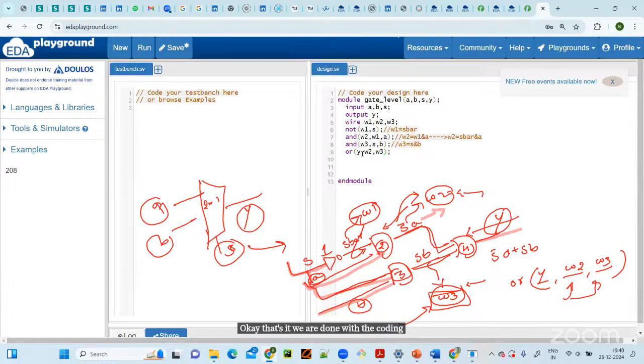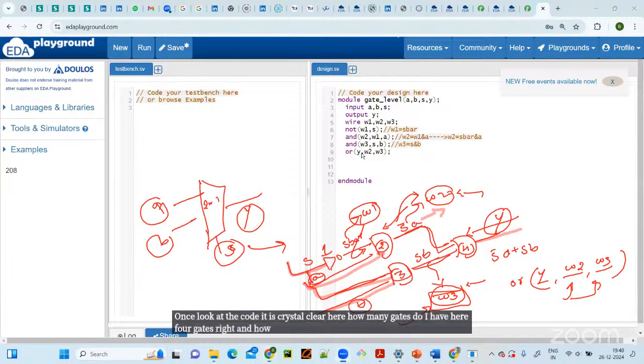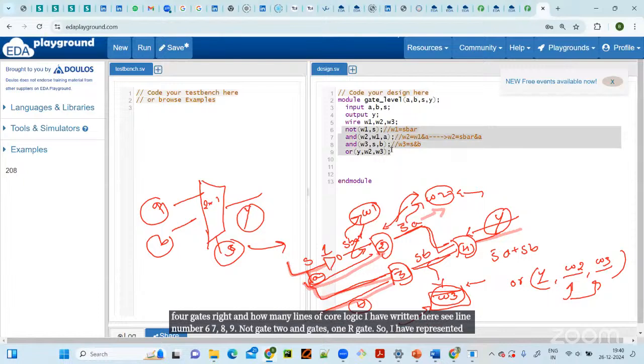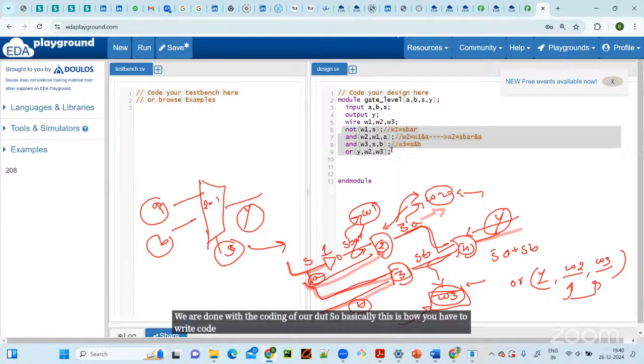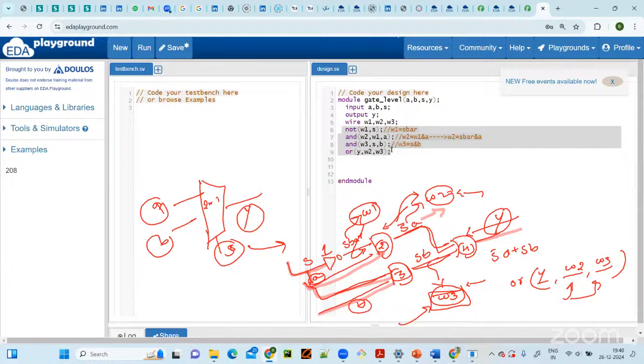Once you look at the code, it is crystal clear here. How many gates do I have here? 4 gates, right? And how many lines of core logic have I written here? See, line number 6, 7, 8, 9. Not gate, 2 AND gates, 1 OR gate. So I have represented the functionality of a 2 cross 1 mux in a gate level fashion. Done. We are done with the coding of our DUT. So basically this is how you have to write code for a given functionality in its equivalent gate level diagram.